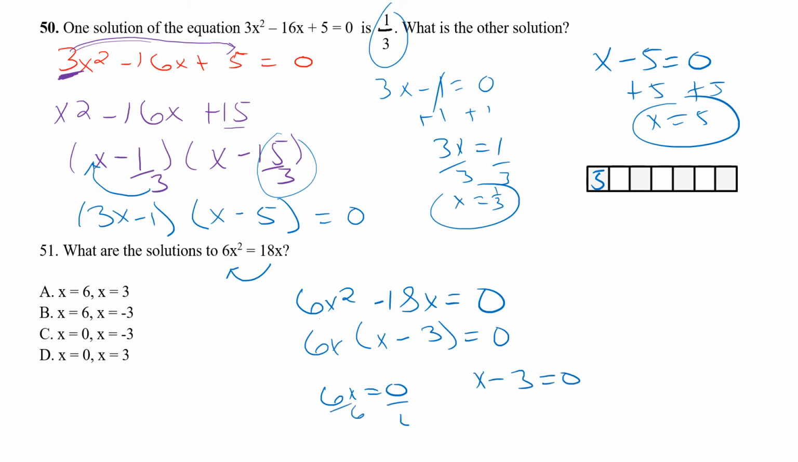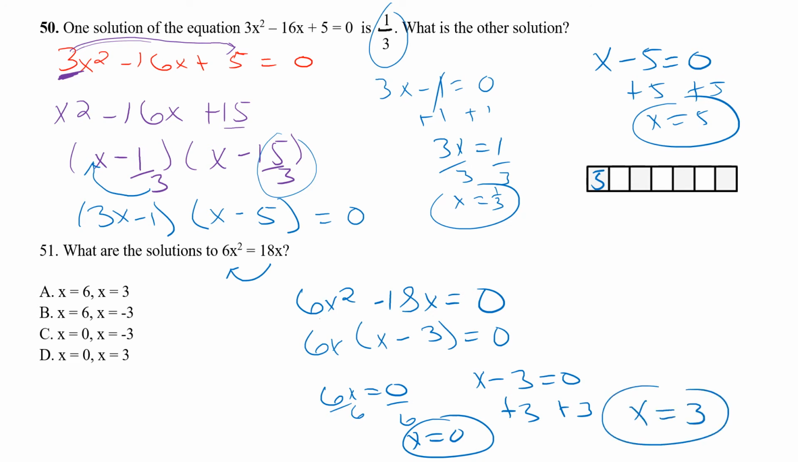6x equals 0. x minus 3 is equal to 0. Of course, if you just divide by 6, 0 divided by 6 is 0. I'm going to add 3. So by the zero product property, x is equal to 3. So my solution is D for this one. And I could have solved it a different way. Like I said, I could have divided both sides by the 6x squared, but either way you're going to get the same answer.